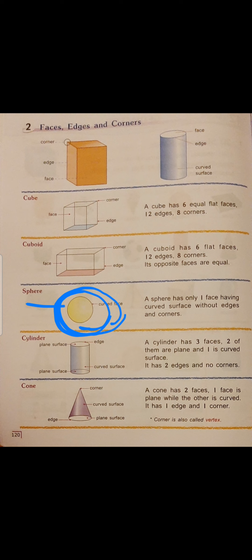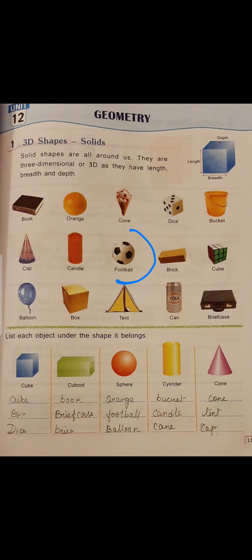It has only one face. So there is no corner in the football. There are no edges in the football. So this is called a sphere. Here you see a football. Everywhere it looks the same, isn't it? It looks like a circle, so it is a sphere. Again, this orange has only one face. There is no corner, there is no edge. Balloons, these are all spheres. Understood?